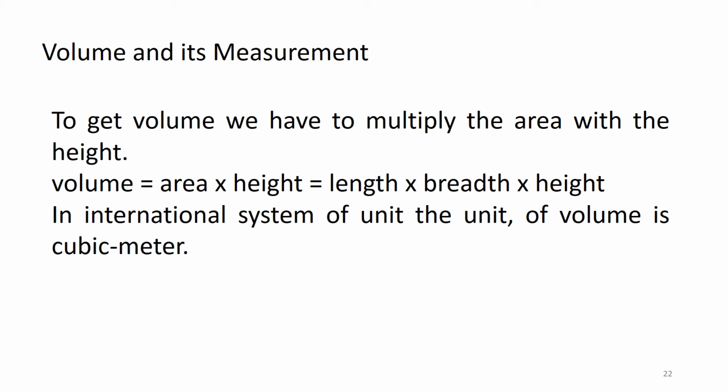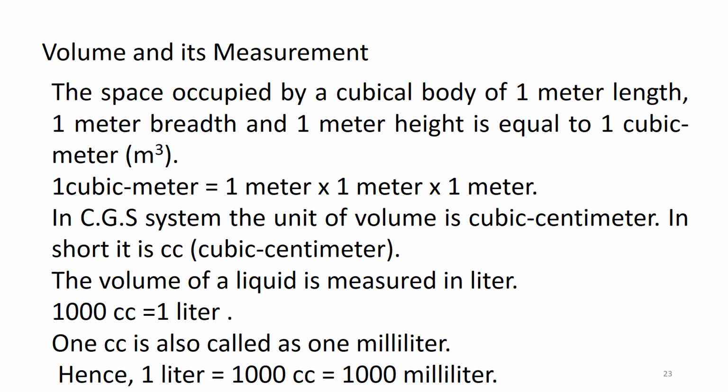When the area is given, you have to multiply area into height to find the volume, but when the area is not given, it will be length into breadth into height. In international system of unit, the unit of volume is cubic meter. The last line is very important for you. The space occupied by a cubical body of 1 meter length, 1 meter breadth and 1 meter height is equal to 1 cubic meter. In short, you can write m3. 1 cubic meter equals to 1 meter into 1 meter into 1 meter.